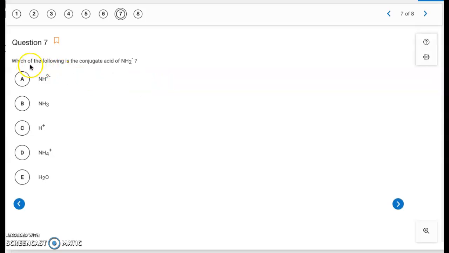Question 7, which of the following is the conjugate acid of NH2 negative? Okay, so we're looking for the conjugate acid. That's saying that this is the base right here. A base is defined as a hydrogen ion or proton acceptor. So to figure out the conjugate acid, we need to add a hydrogen ion to this. So the number of H's will go up by 1 and the charge will go up by 1. So it goes from -1 to being neutral. So it's NH3 with a neutral charge, letter B.